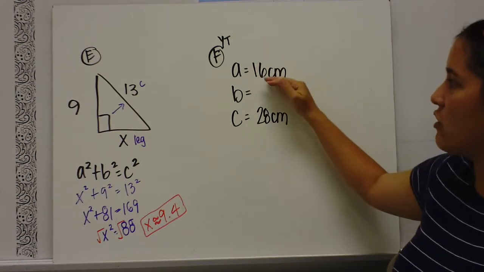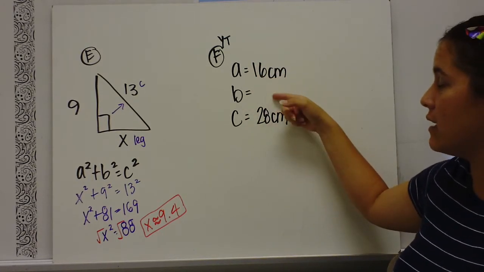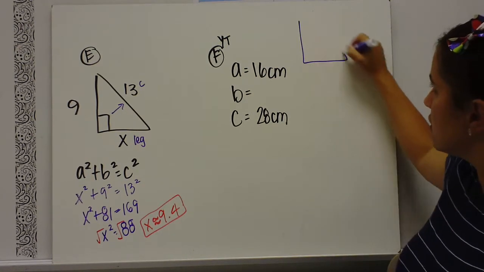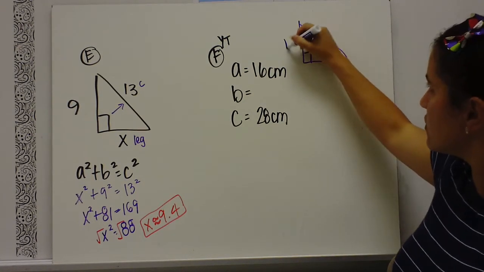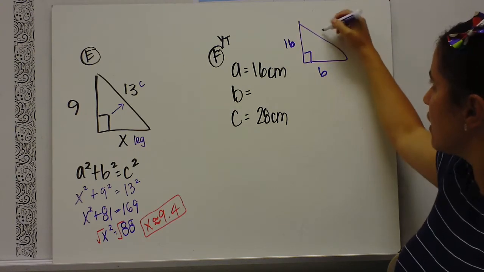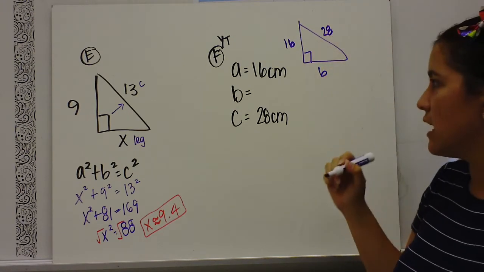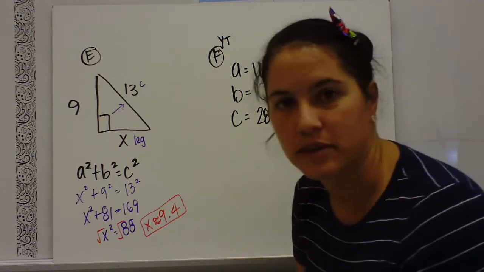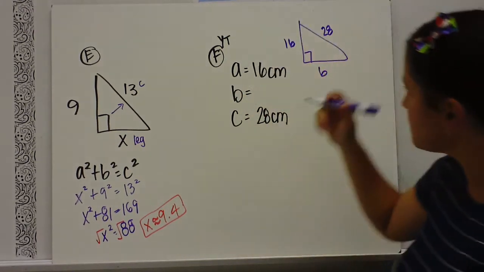You try F. I've given you A and C, and you're missing B. If you want to draw a right triangle, so 16, B, and 28. Pause it, work it out, see if you can find the missing value, and then you can press play when you're ready to see the answer.